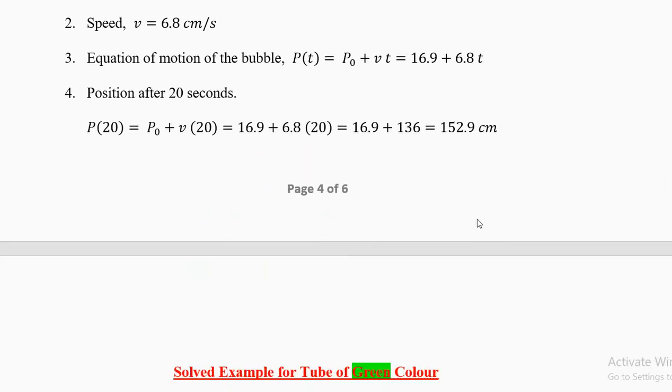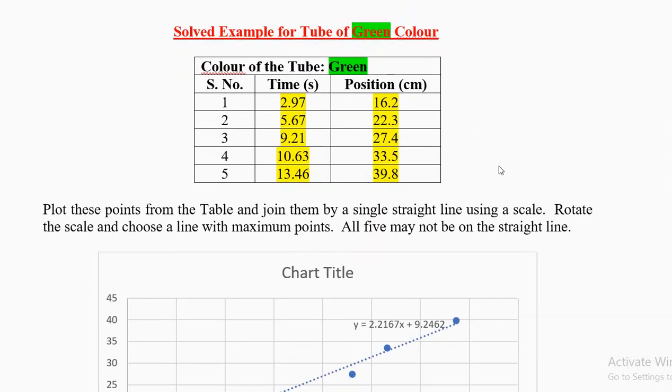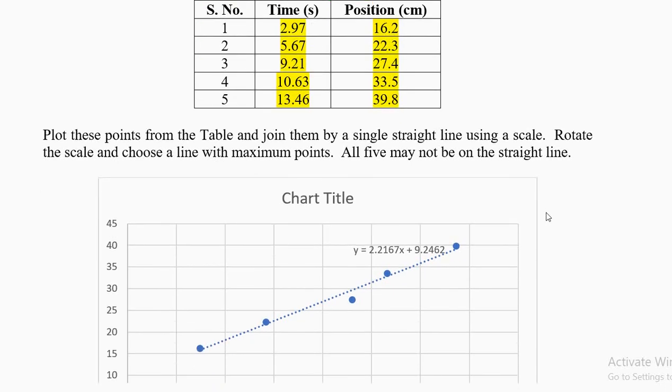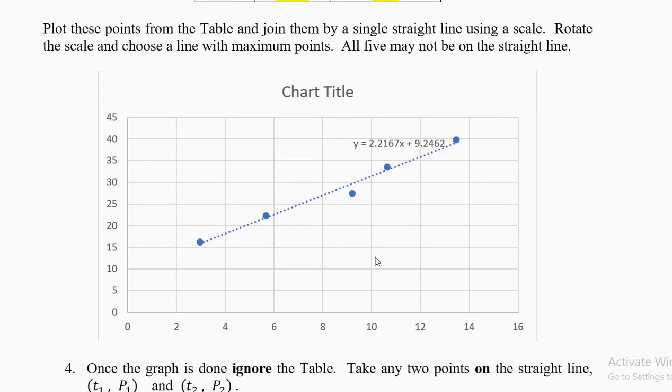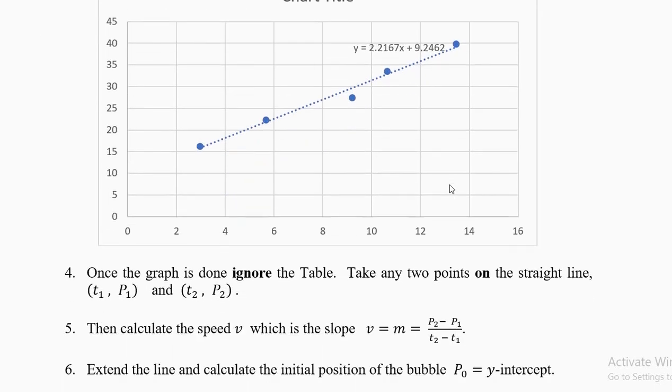Now let me repeat the graph for the second color. Now we'll look at the green color. Again you have similar data, but the positions are changing. Only the first point is 2.97. Again you put the 5 points. You'll not get a perfect line. You'll always have 1 or 2 points outside the line. This is just touching. This is totally outside. Now join all of them. Choose the best line. Rotate your plastic scale.